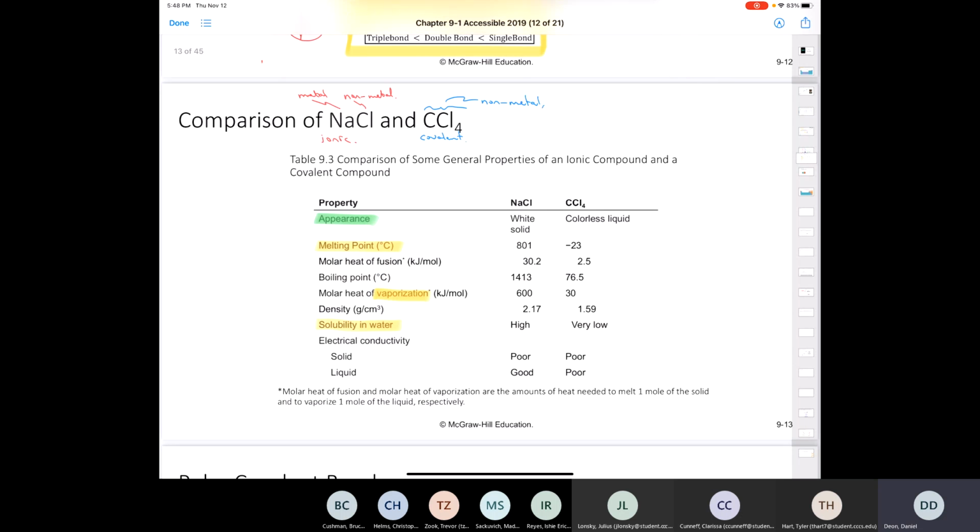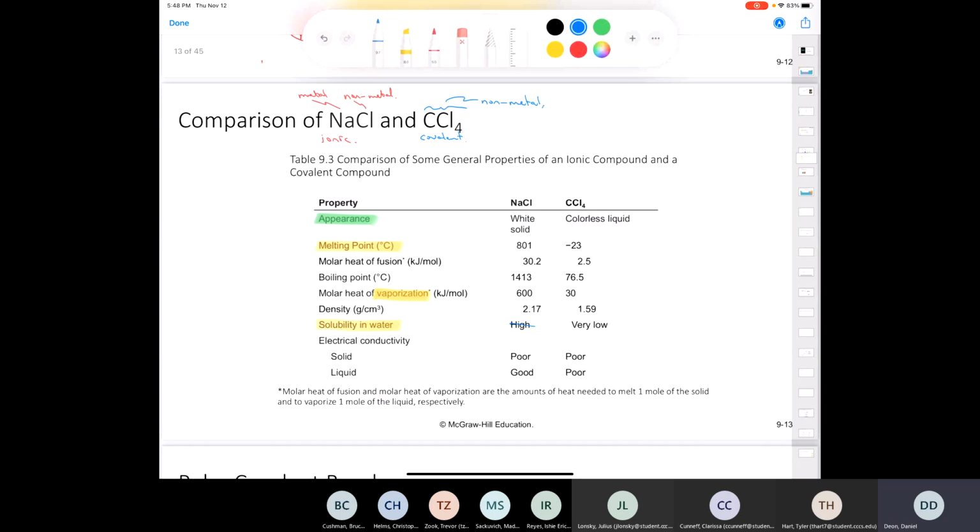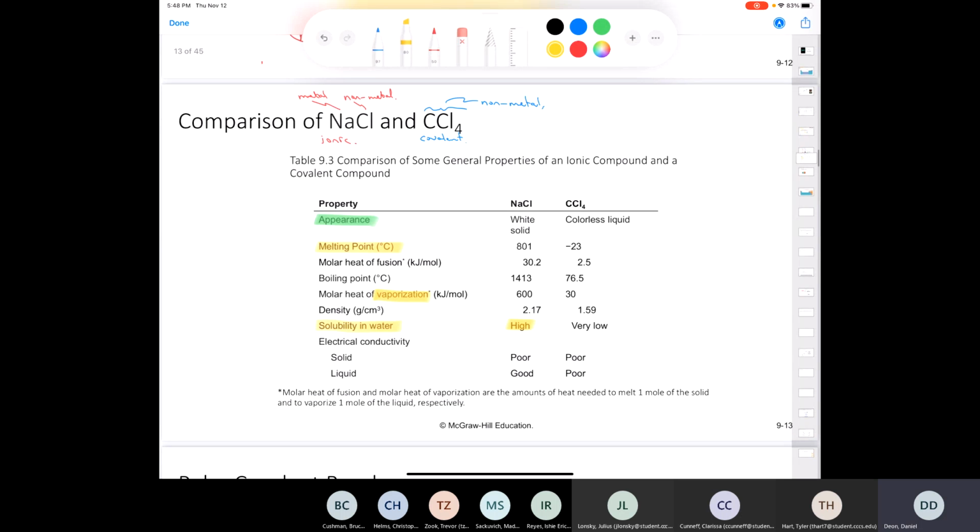So, in a nutshell, you should know that ionic compounds are normally solids at room temperature. Covalent compounds are oftentimes liquids or gases at room temperature. And if something's a solid at room temperature, it's generally speaking going to have a higher melting point, higher boiling point. Ionic compounds are also soluble in water, and covalent compounds are oftentimes not very soluble in water.